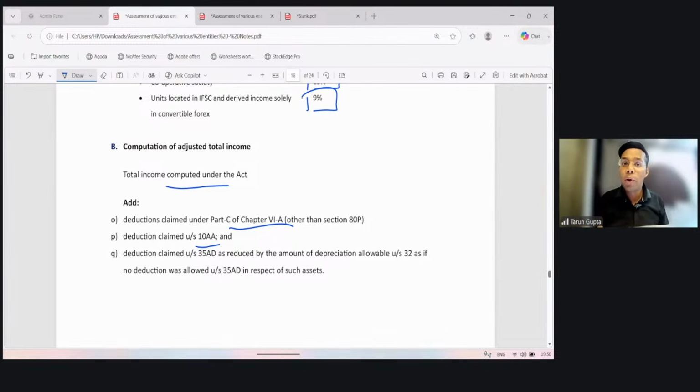So if you have purchased some asset for the purpose of business and you satisfy the condition of section 35AD, then you can claim the entire capital expenditure on such asset as deduction in the same year.